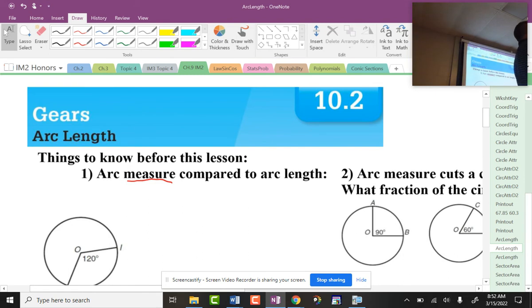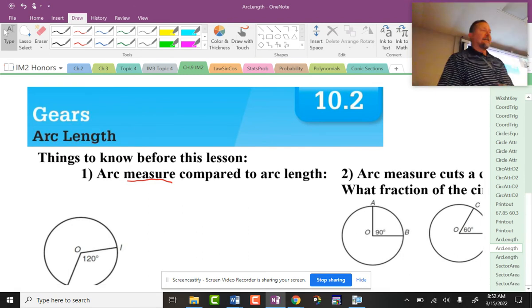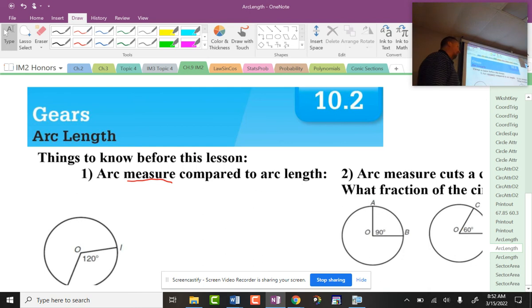I hear we're going to force these down your throat over the next couple of years. I can. Every lesson's going to start with that. I can find the circumference of a circle. I can find the arc measure of a circle.